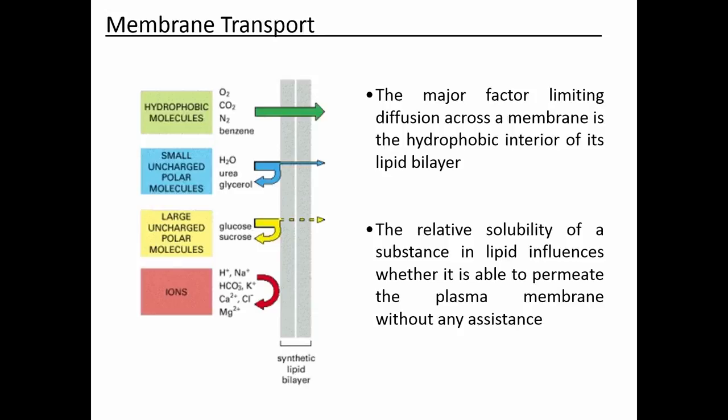So the hydrophobic interior. This picture is showing you the same thing that the last picture showed you: molecules where it's easy to get through, and then molecules where it's harder. This actually is nicer because it defines the types of molecules. You're going to see that hydrophobic molecules typically pass through the membrane very easily, whereas polar molecules and then ions have a much harder time passing through the membrane on their own.